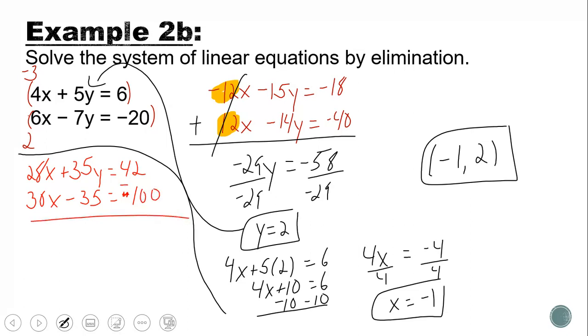Now, here, my y's would cancel. You end up getting 58x is equal to 42 plus -100 is -58. Divide by 58. And look what happens. You get that same x value equal to -1. And then we could have gone and gotten our y value as well. So I wanted to show you there that it didn't matter. If you wanted to try and cancel your y's, you're going to end up getting the same answer for that.